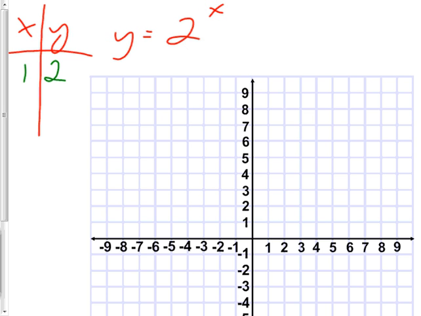What are some other nice points that you put in? 0 comma 1, excellent. 2 to the 0 power is 1, and that's a crucial point because every single exponential will go through that spot. 1 comma 2 is right here. Just those 2 dots alone don't tell me everything. I know generally these graphs look like this. Do you remember that? That's an exponential graph.